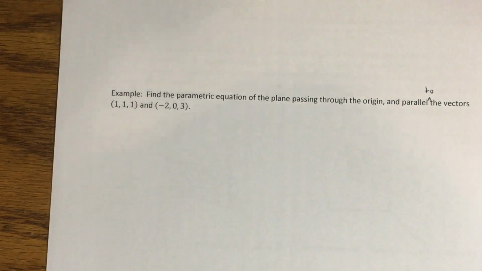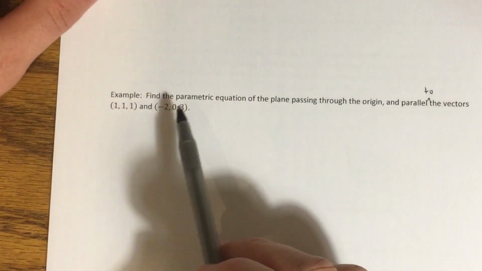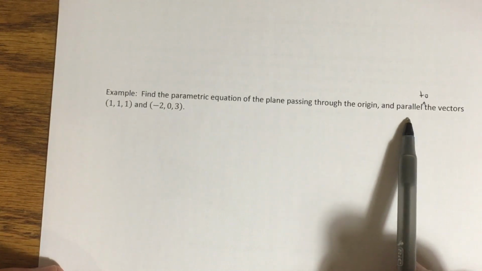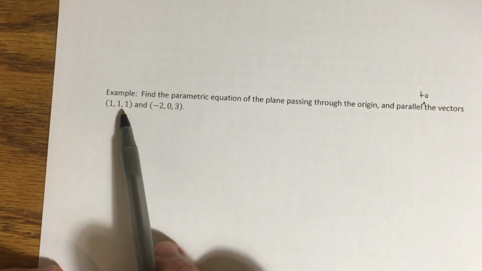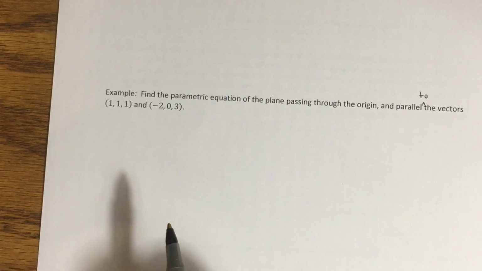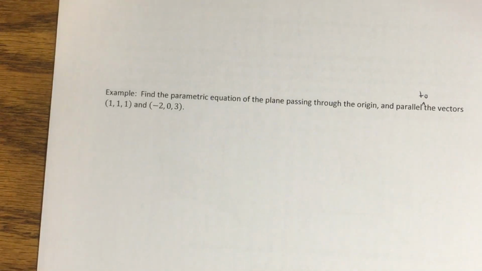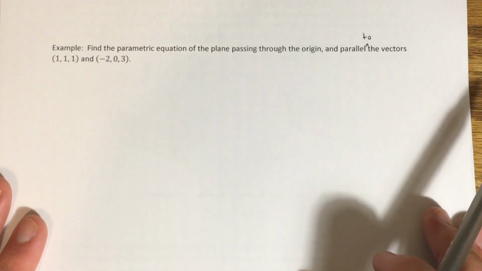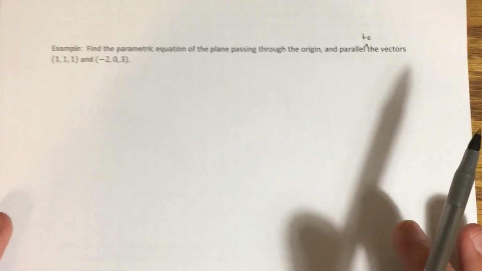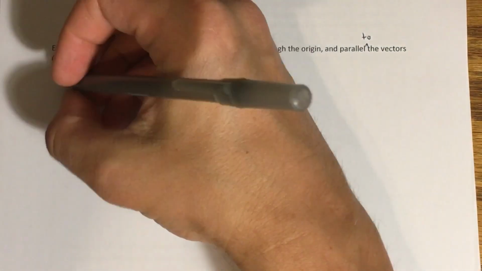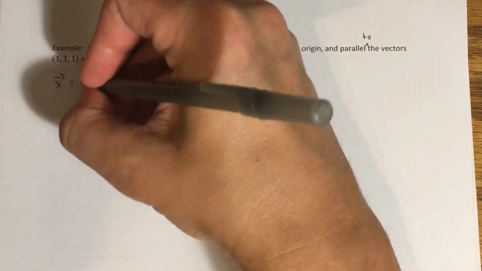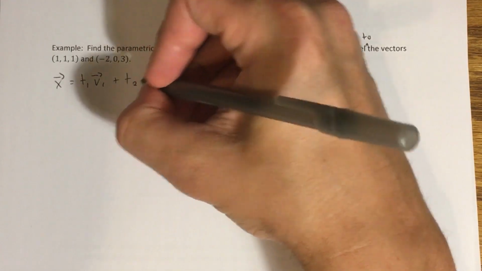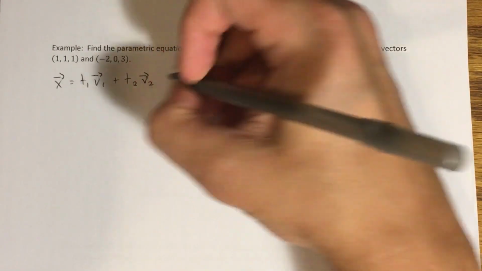Okay, let's try another example. This time we want to find the parametric equation of a plane that passes through the origin and is parallel to the vectors 1, 1, 1 and -2, 0, 3. So in this case, we're passing through the origin. That means I get to use that simpler vector equation for a plane. That's this one: x equals t1 v1 plus t2 v2.